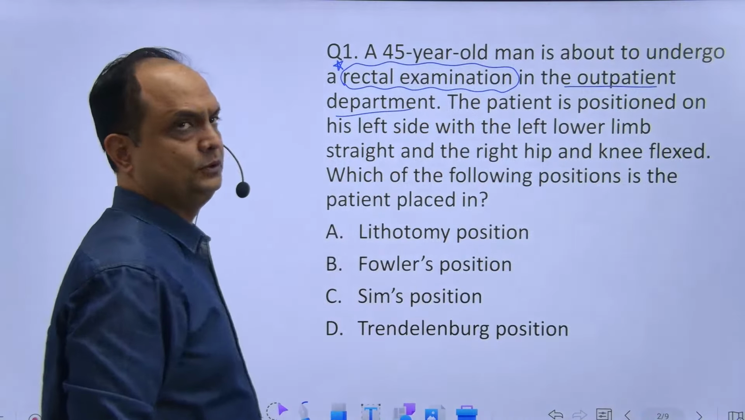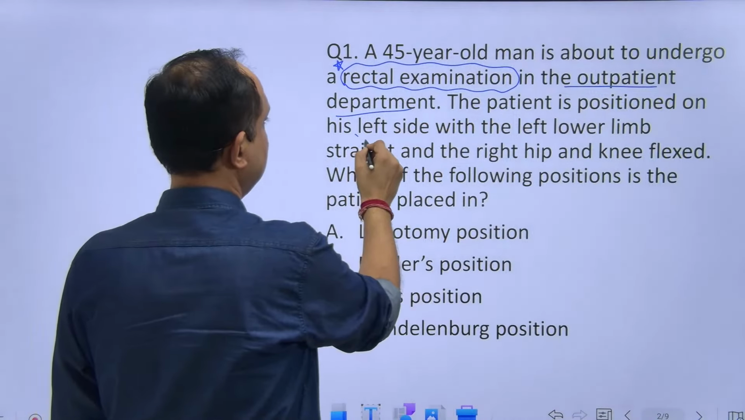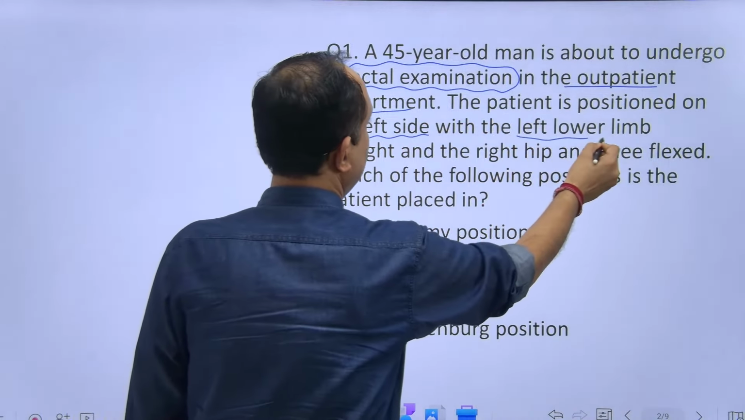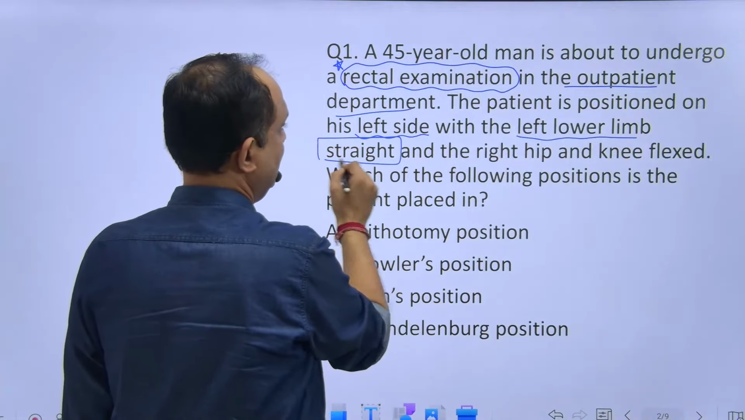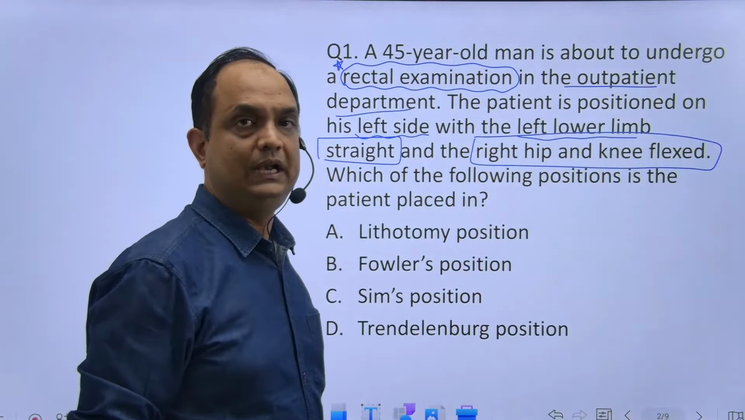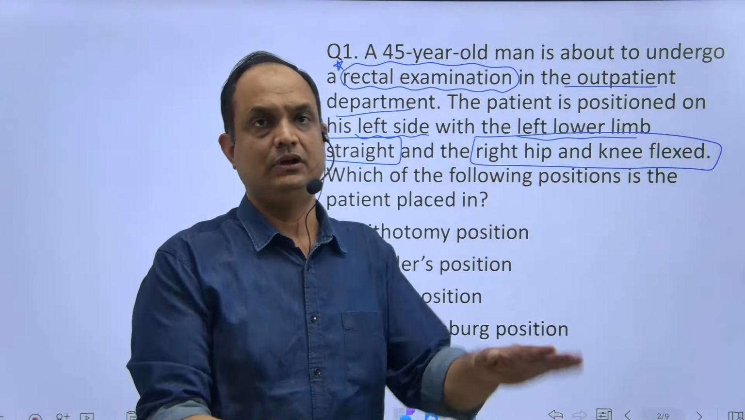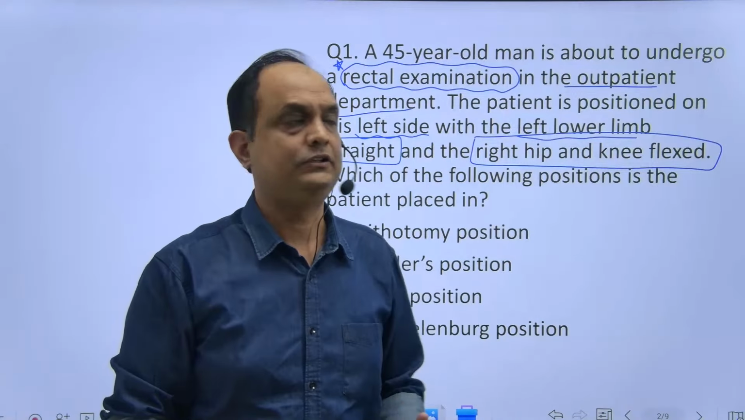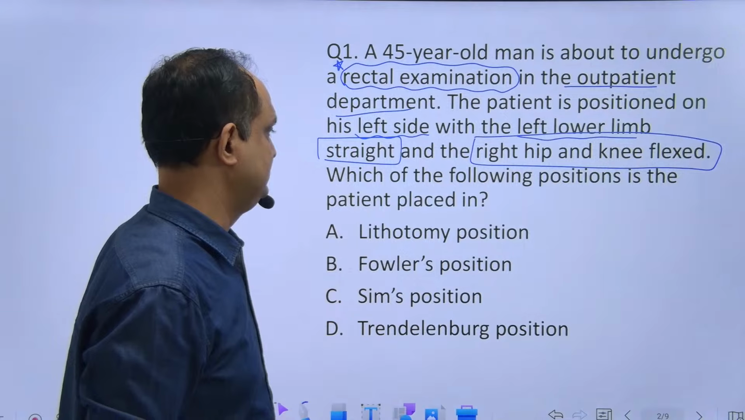Now the patient is positioned on the left side with the left lower limb straight and the right hip and knee flexed. Clear? So one leg is straight and the other leg is in the flexed position. So what is this?